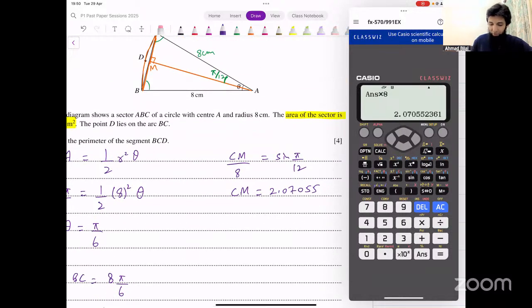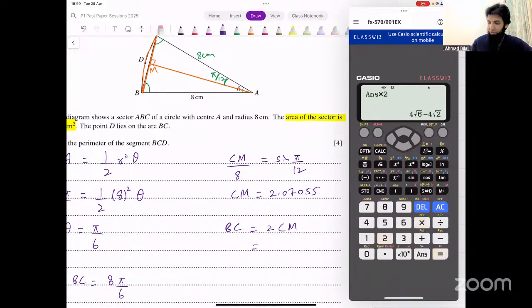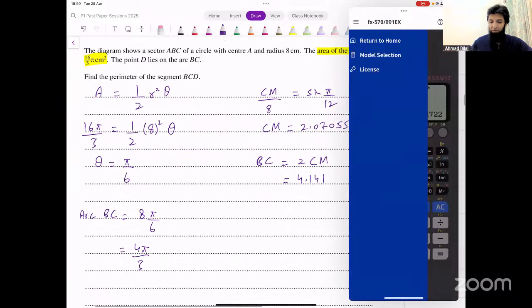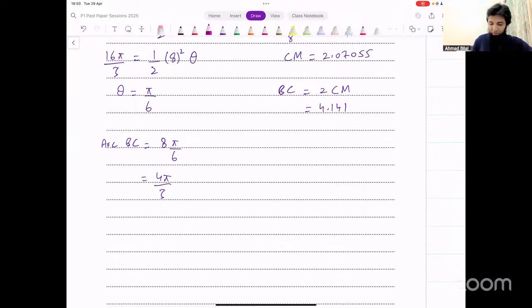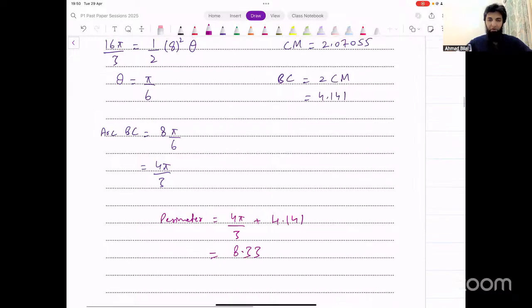Now, what we are looking for is the length BC. So what's that going to be? We can just multiply that by 2. That will give us the complete length. 2 times CM turns out to be 4.141. And now, what's the perimeter going to be? We just add these two lengths up. The perimeter of that segment equals 4 pi over 3 plus 4.141. You can see what that turns out to be, and the final answer is 8.33. That's the perimeter of that segment.